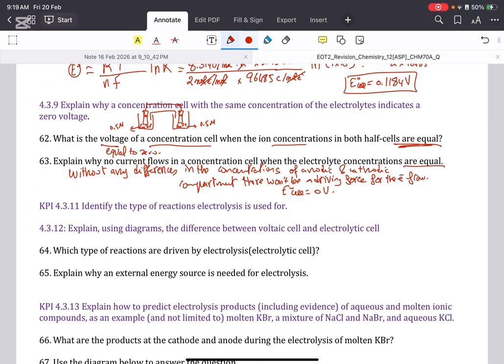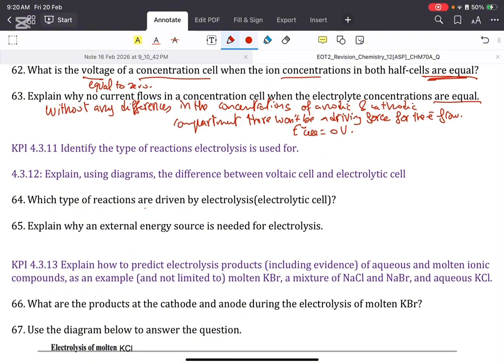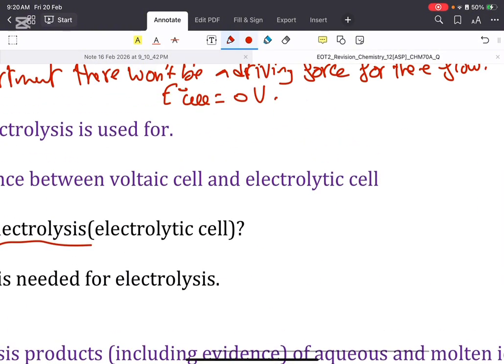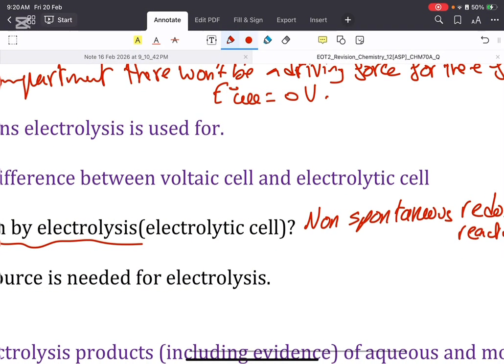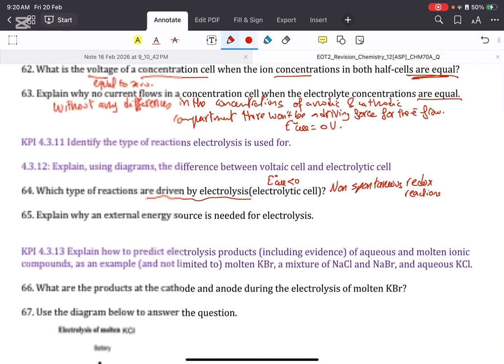Now next, which type of reactions are driven by electrolysis? It's a non-spontaneous redox reaction. In the electrolytic cell, again, this is negative.